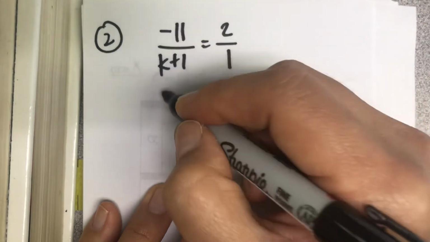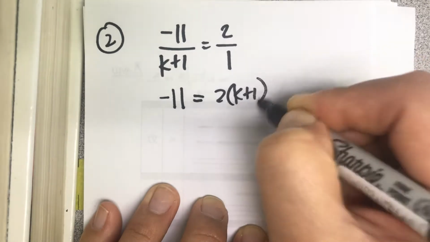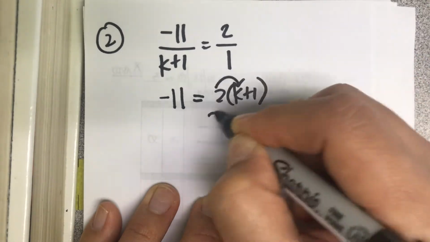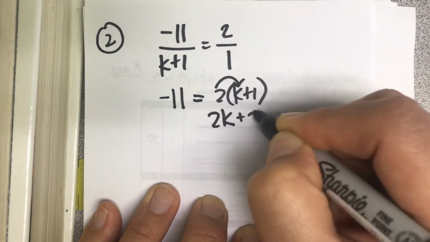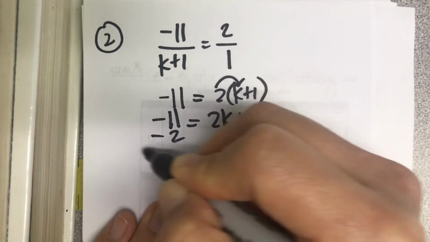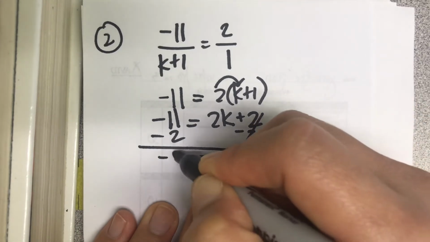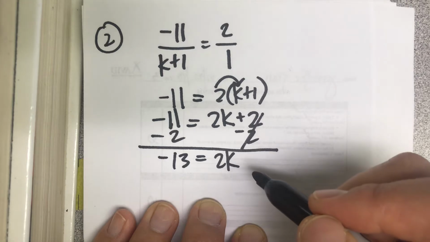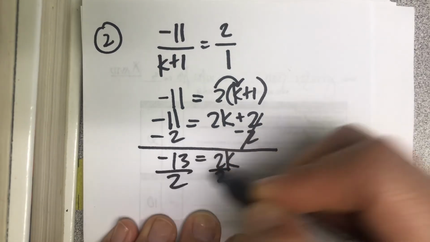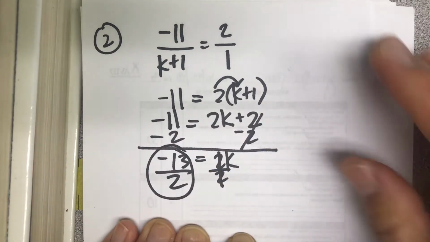Negative 11 times 1 is negative 11. 2 times the quantity k plus 1. Let's distribute that. 2 times the k is 2k. 2 times the 1 is plus 2. And then we're going to go minus 2, minus 2. That's going to cancel out. This is going to be 2k equals negative 13. Okay, divide out the 2, divide out the 2. K is going to equal negative 13 over 2. Easy peasy, right? Okay, let's look at the next one, number 16.